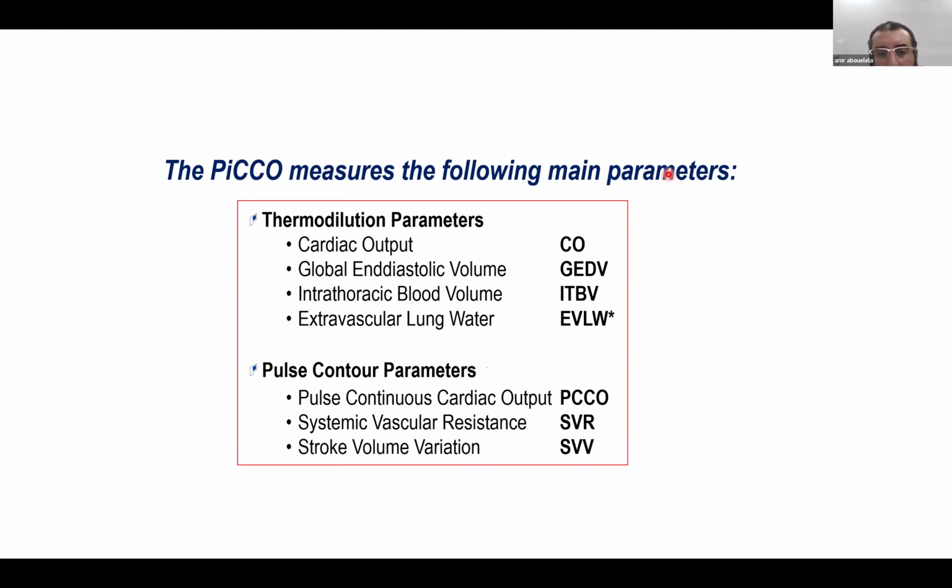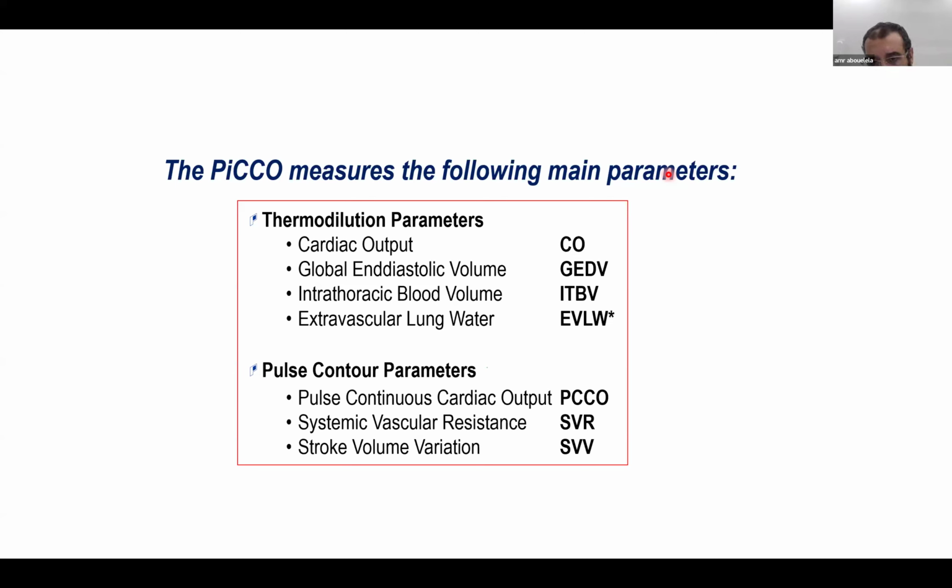You can check the global end diastolic volume. It's one of the volumes reflecting the fluid status, but again, it's one of the static, not the dynamic parameters. Intrathoracic blood volume, again, it's a static one, not very important. Extravascular lung water is very important. This is reflecting the amount of water in the lung.